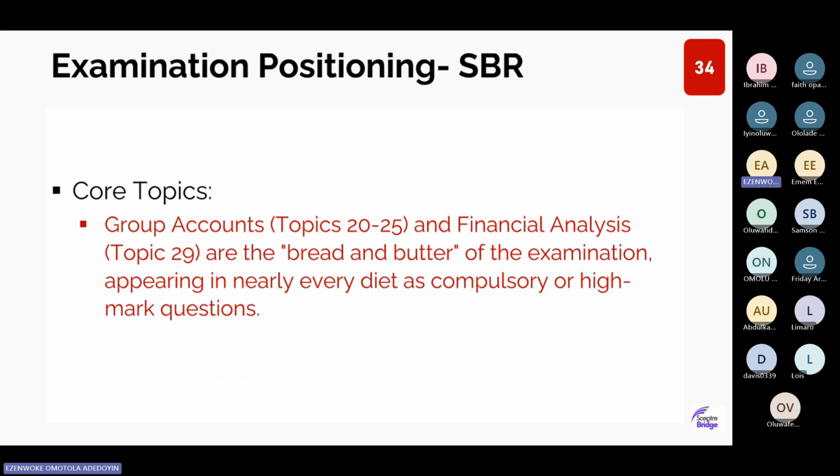All right. So what is your examination positioning, right? How should you position yourself for this exam? Know well that your group accounts and your financial ratio analysis are like bread and butter. They come together, right? So most likely you find them. Question 1, consolidation, group accounting. Question 2, financial statement analysis. You will find them. So don't even ignore them. What I mean is, know them to the T. Know them to the end, know them deeply, know them well, right?